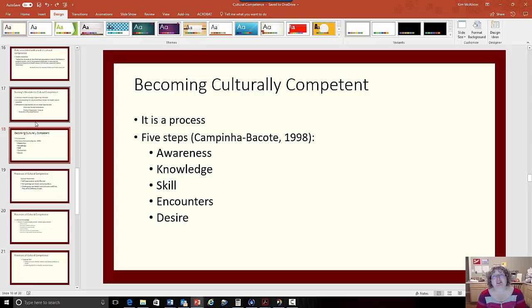And then you have to have cultural desire, the desire to fully become as competent as you can and to celebrate and understand other cultures. So this is a process. This isn't something that happens overnight. You begin with your self-awareness and then begin with understanding and learning more about different cultures.